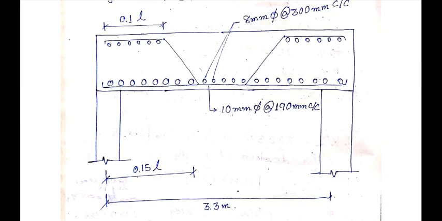So let's check the drawing. This is the drawing. The main bar is 10 mm dia at the rate of 190 mm center to center, and distribution steel is 8 mm at the rate of 300 mm center to center. So here the solving of the problem for the one-way slab ends.